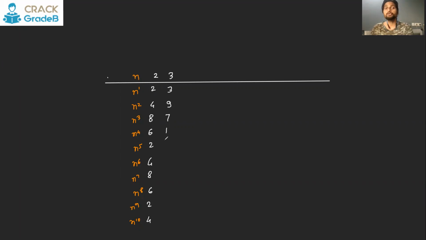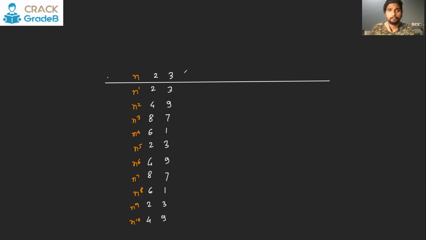So now if you do 3 raised to the power 5, that means 1 into 3 will again become 3. 3 into 3 again will become 9. 9 into 3, 27, 7. 7 into 3, 21, 1. 1 into 3 is 3. 3 into 3 is 9. So here you can observe the same 4 numbers, 3, 9, 7, 1, will again appear. That means the cyclicity here also is 4. So whatever we learned for 2, the same thing can be applied if the last digit is 3.